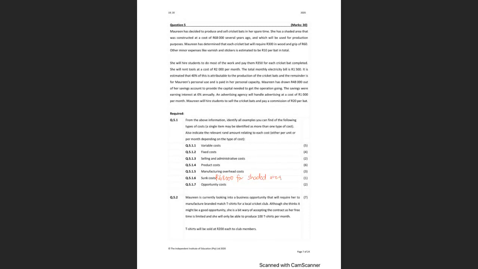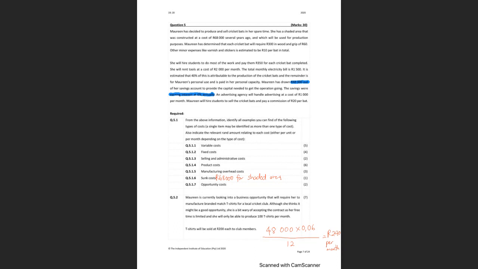So your opportunity cost is going to be the 48,000 Rand that she had drawn out of her savings account for the capital. And this was earning interest of 6% annually. So you're going to say that it is 48,000 Rand times your 6%. This is the interest that they would have earned. And then it's for the month that you are going to be working this out for. So the opportunity cost was 240 Rand per month.